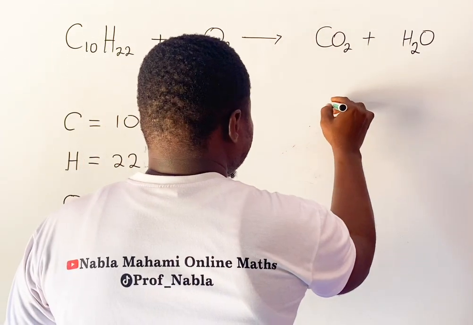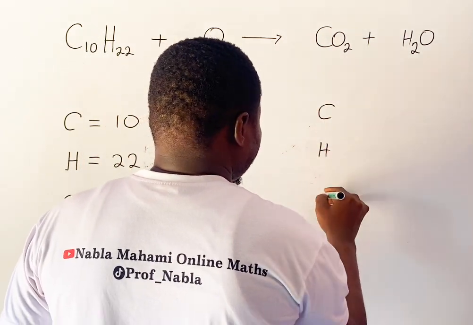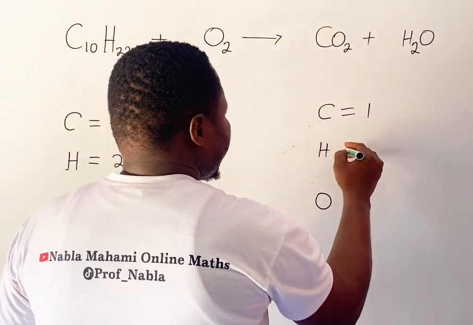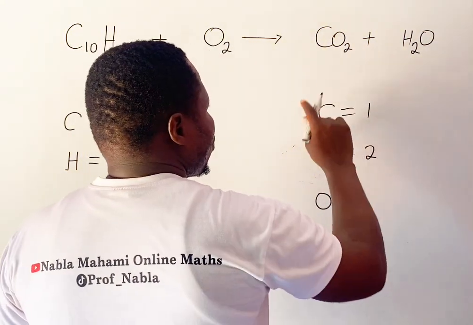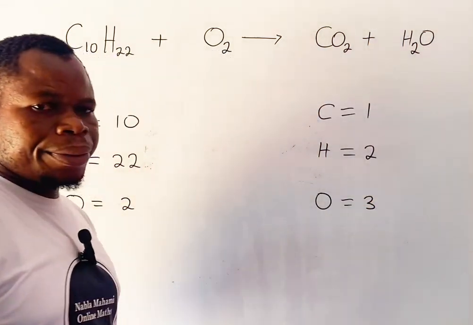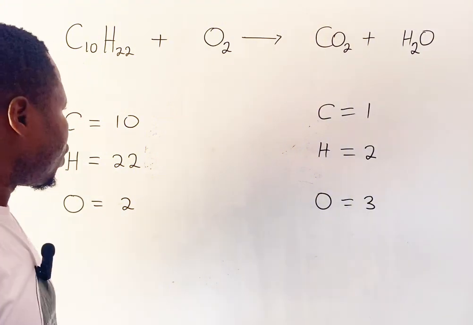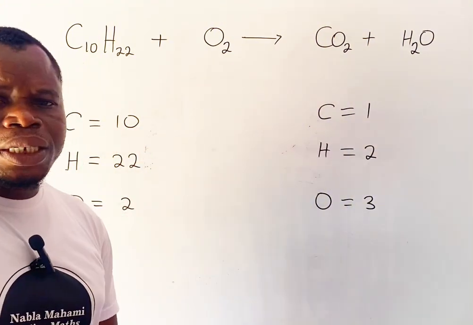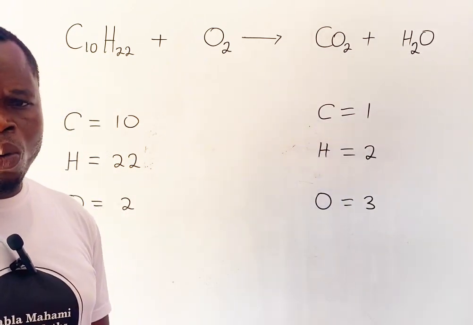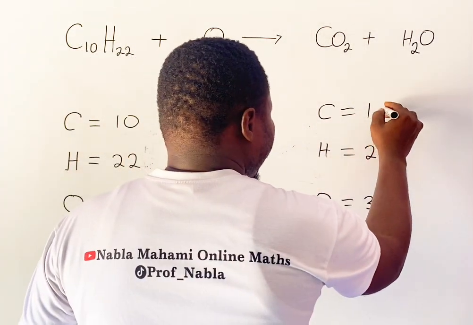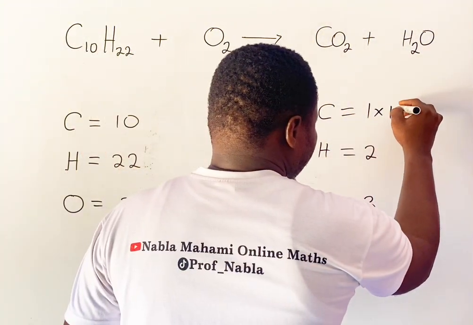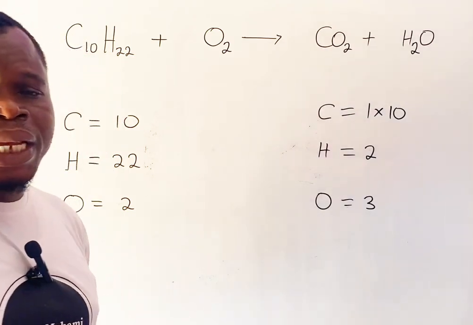So here I have C, H, O. Now how many C's are there? 1. H, 2. O, we have 1 here, 2 here, and 1 plus 2 is 3. After this, you now try to balance these numbers. So on the left hand side, the number of C is 10, but this side is 1. So I have to multiply this one by a particular number so that the result will be 10. And what I'm to multiply by is 10 because 1 times 10 is 10.